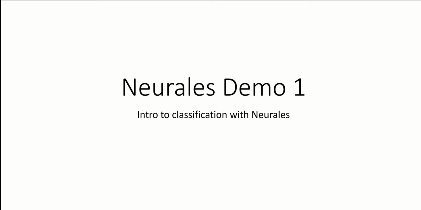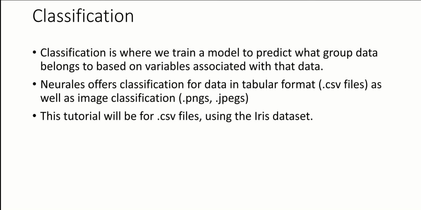Alright guys, welcome to Neuralist, and this will be our first demo, Introduction to Classification with Neuralist. Classification is really where you train a model to predict what group data belongs to, and there are variables associated with that data. That's really the whole goal of classification. There's a wide range of practical problems this applies to.